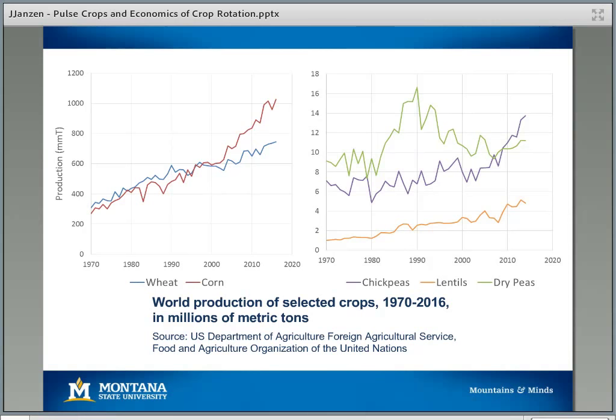Thing to note here is that pulse crop markets are just a lot smaller than the markets for our other major grains. And so if we're thinking about how this affects the market opportunities available to growers, well, sometimes it's just a little bit harder. There's just less information. There are fewer buyers, and so it can take longer for market developments to occur in pulse markets relative to markets for wheat that we might be familiar with.